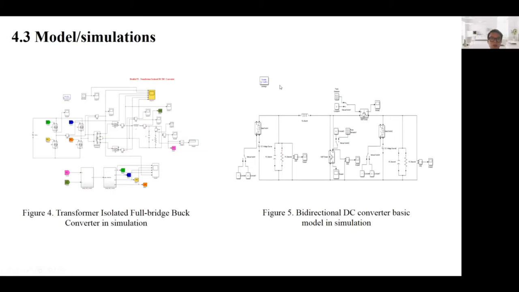Next, we used MATLAB Simulink to simulate this model. The left figure is the transformer-isolated full-bridge buck converter in simulation, and the right figure is the ideal simple bidirectional DC converter circuit.